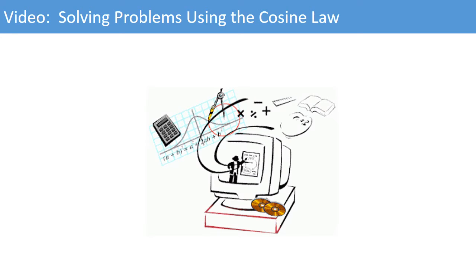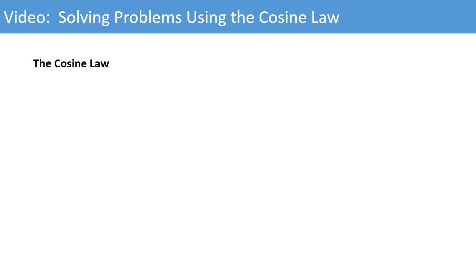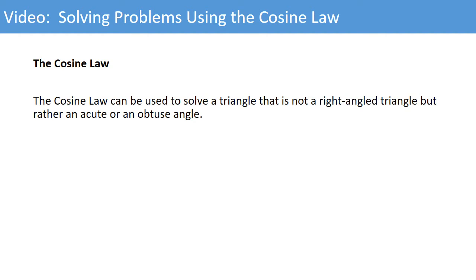In this video, we will look at solving problems using the cosine law. The cosine law can be used to solve a triangle that is not a right-angled triangle, but rather an acute or an obtuse angle, very similar to the sine law.